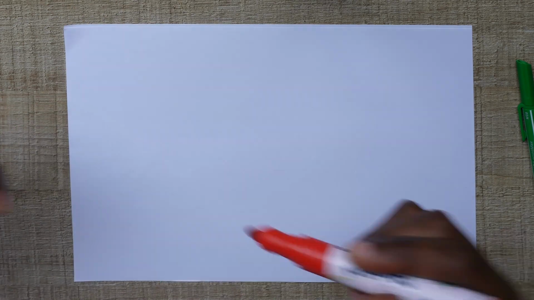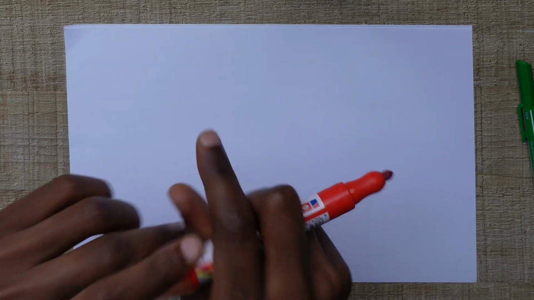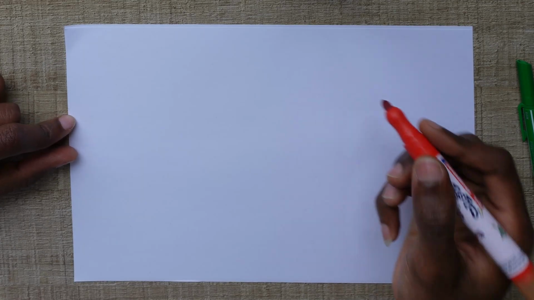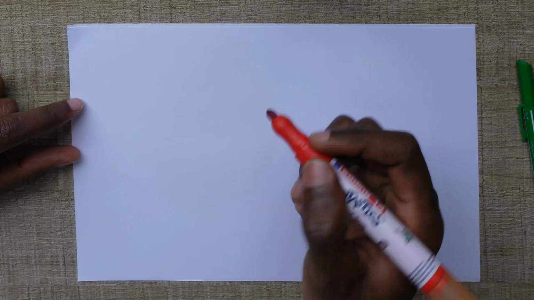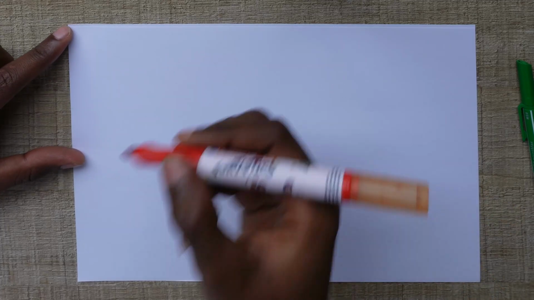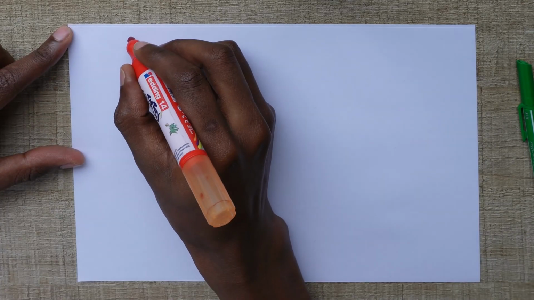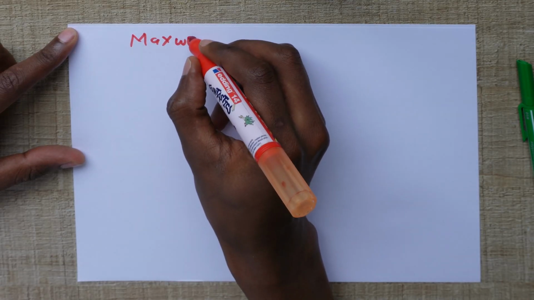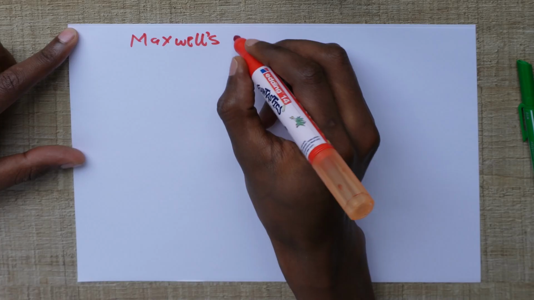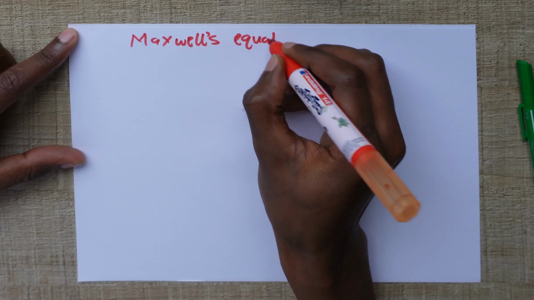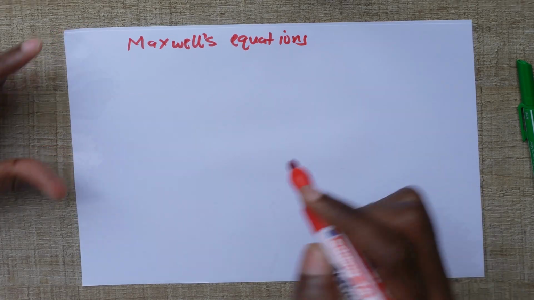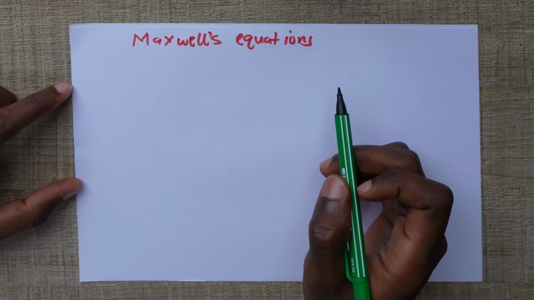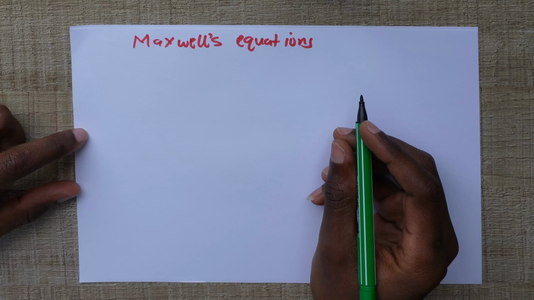So in order to illustrate properly how the magnetic potential comes about, let's begin by recording Maxwell's equations. There are four of them.